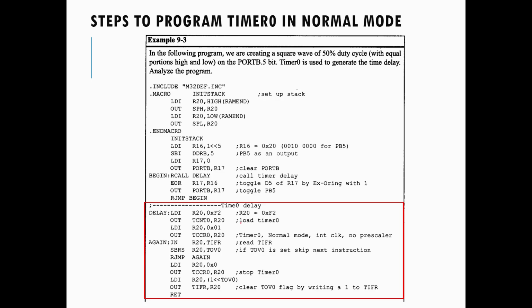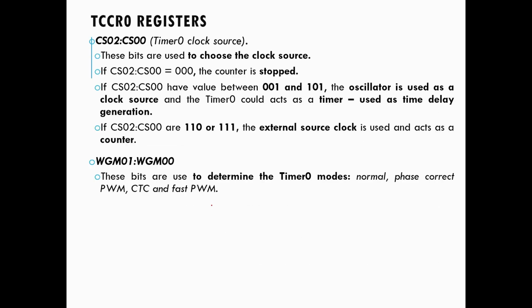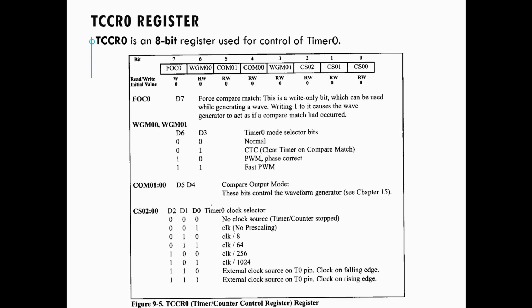Firstly, we load the TCNT0 value, which here is loaded with 0xF2. Then it loads TCCR0 with 01. This is the initial value that we decide. What does 01 mean here? We refer back to the TCCR, where 01 is declared.